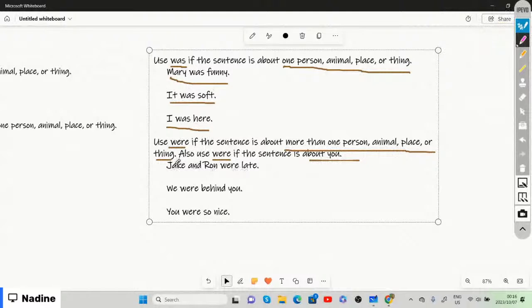Jake and Ron were late. You see, we're referring to more than one person that was late. So Jake and Ron were late. Or we can say they were late. And they we refer to as Jake and Ron. They were late.